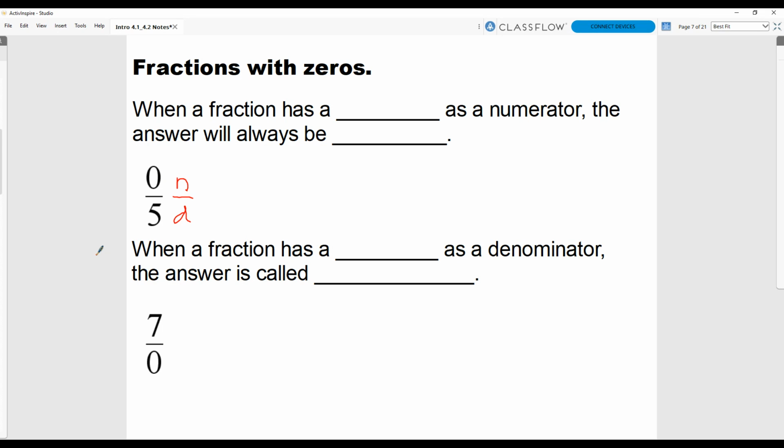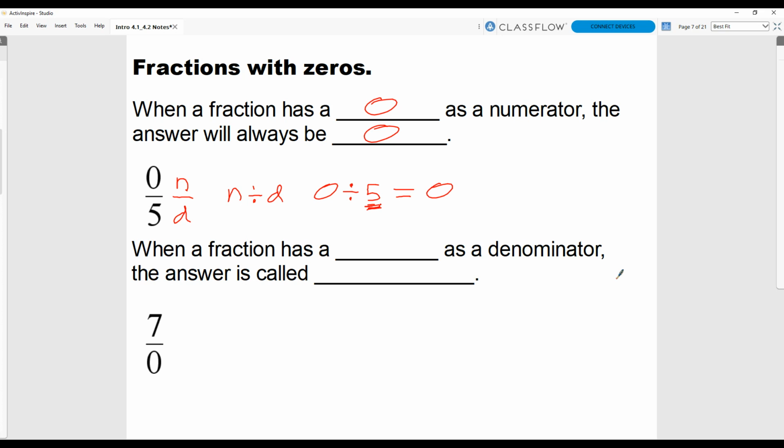Okay, so we got a 0 as a numerator. So when a fraction has a 0 as a numerator, the answer is always going to be 0. Okay, no matter what number you have down here, it's always going to come out to 0. So if I take and divide this out, I'm going to have 0 divided by 5, and that's going to get me just 0. All right, every single time, no matter what number this happens to be here.